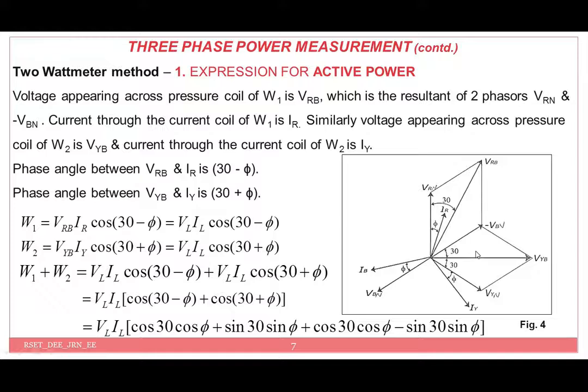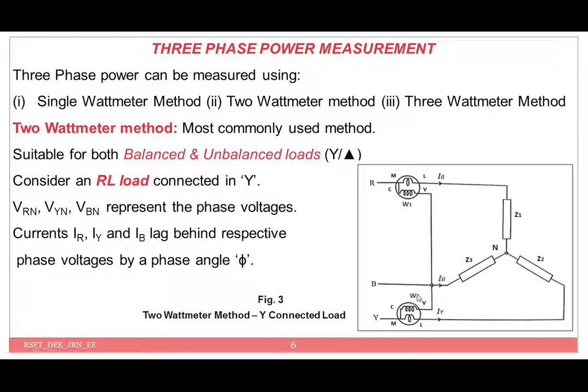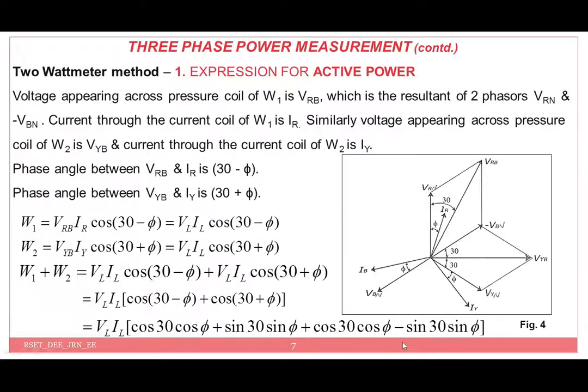Now for the second wattmeter, the voltage coming across its pressure coil is VYB and the current is IY. So I need to consider these two. I need to consider the voltage between Y and B, and I need to consider IY. So this angle is 60. So this angle is 30. So the angle between VYB and IY is 30 plus φ.